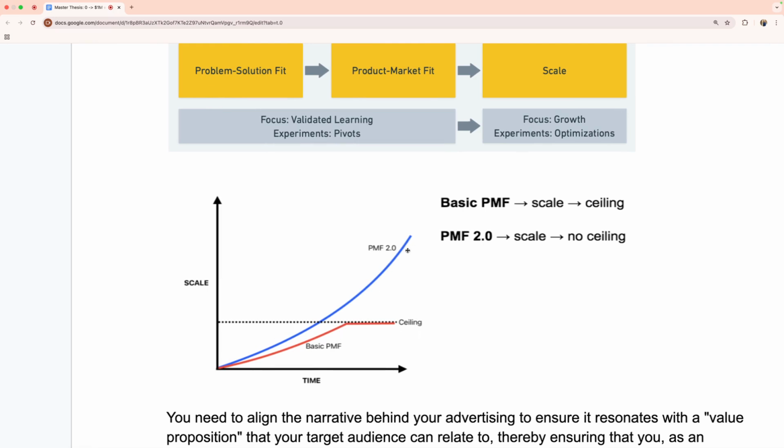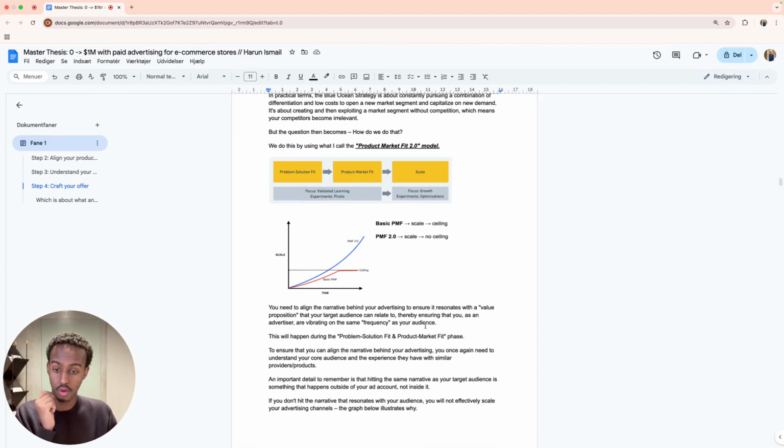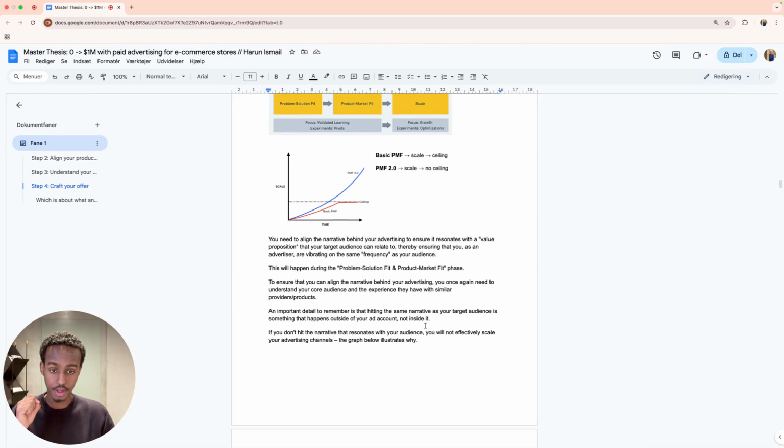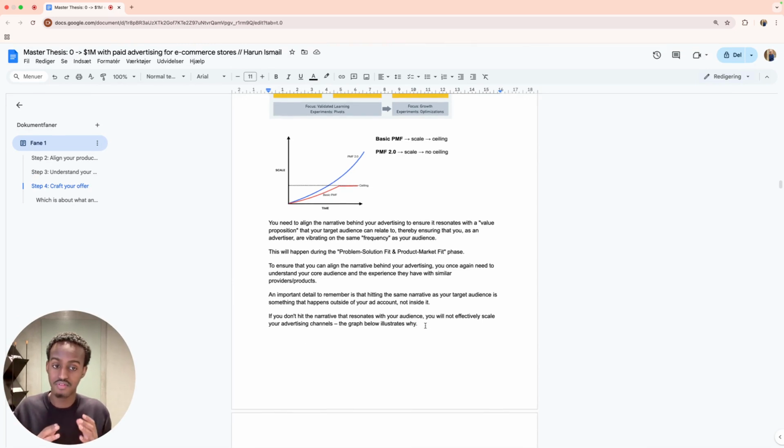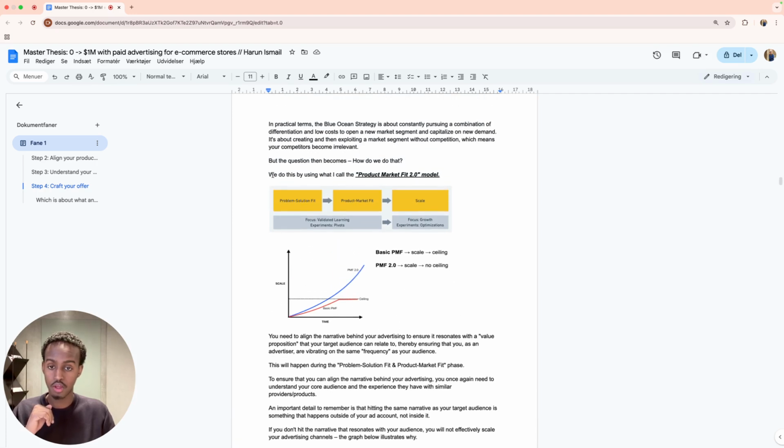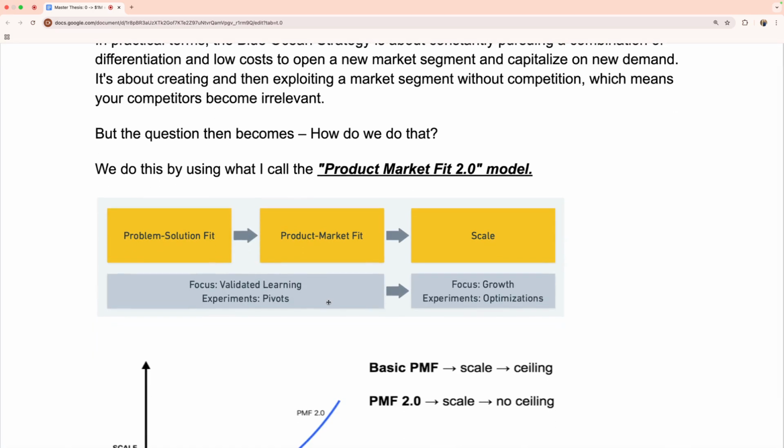But if you enable product market fit 2.0, you'll not see this specific glass ceiling that most people experience. You essentially need to align the narrative behind your advertising to ensure it resonates with a value proposition that your target audience can relate to, thereby ensuring that you, as an advertiser, vibrate on the same frequency as your audience. This happens during the problem solution fit and problem market fit, product market fit, where you can see the focus is validated learnings.